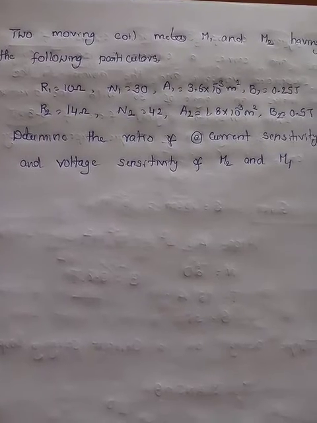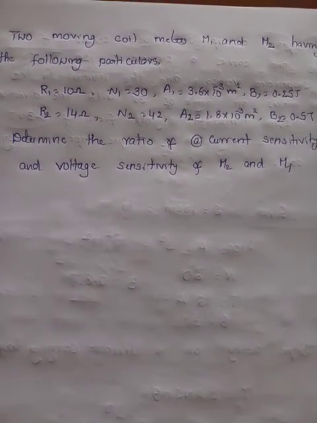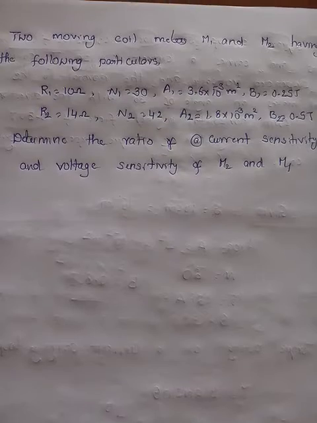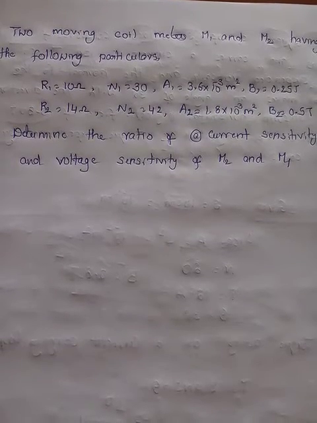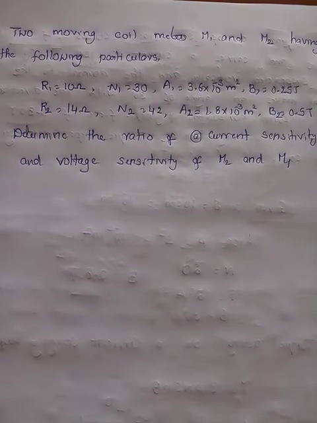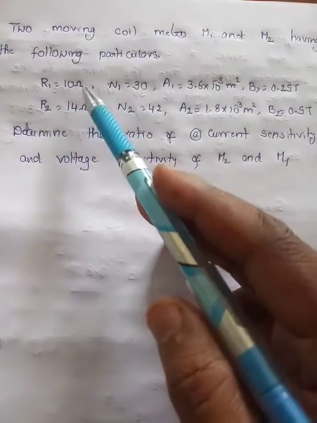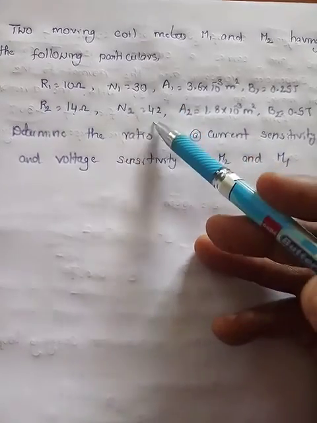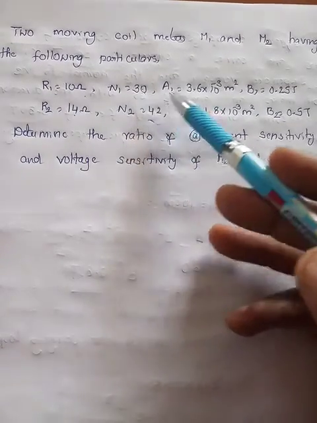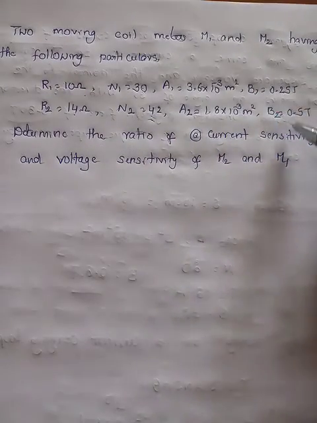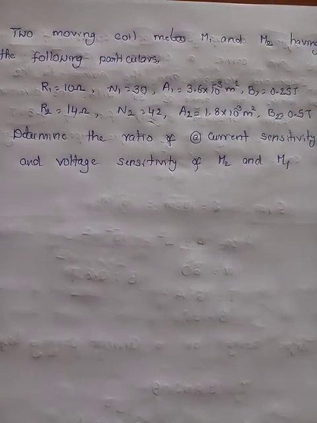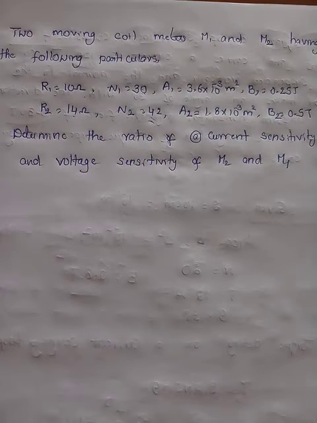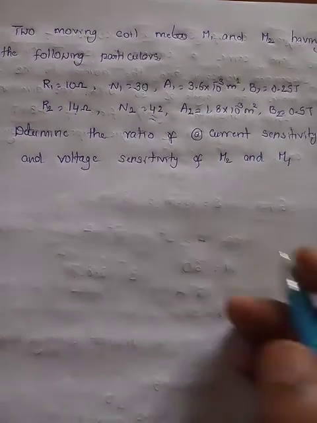This is very easy. All the data they have given, right? Two moving coil meters M1 and M2 having the following particulars. What are the particulars? They have given resistance R1 is 10 ohms, R2 is 14 ohms, N1 is 30, N2 is 42. Means the number of turns in the first coil is 30, number of turns in the second is 42. Areas as well as magnetic fields are given. What are they asking? They are asking for the current sensitivity and voltage sensitivity of M2 and M1.